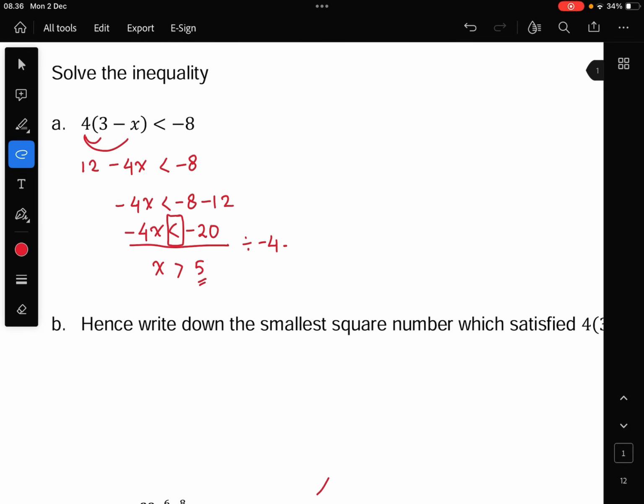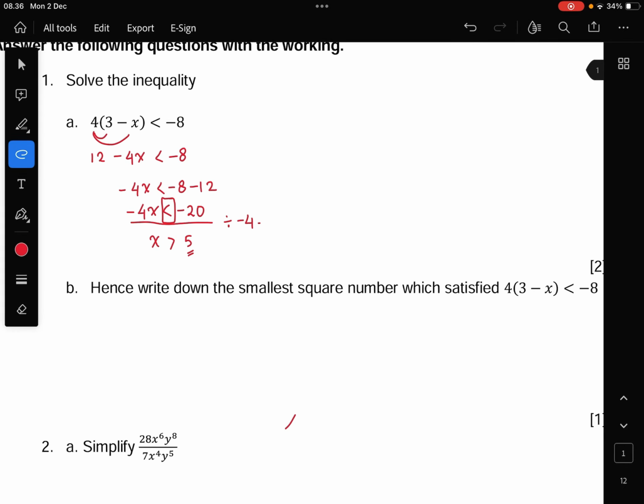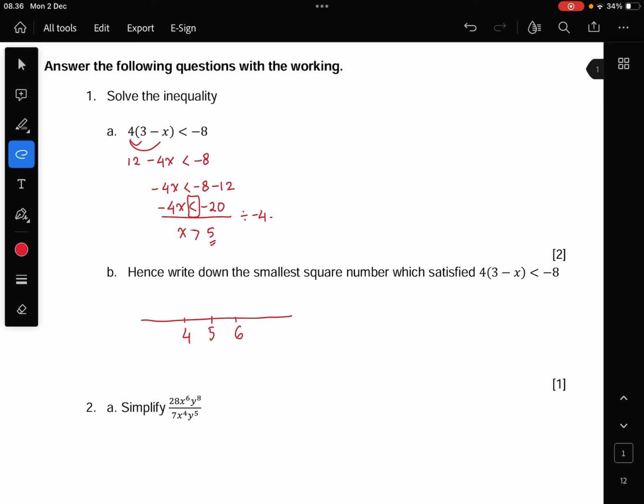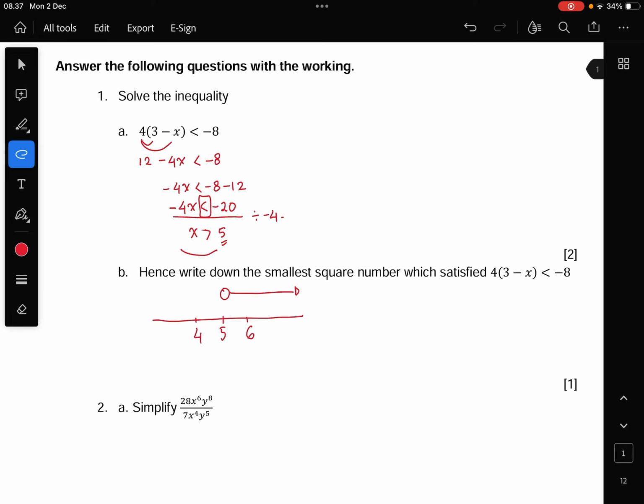Now, move on to 1b. Hence, write down the smallest square number which satisfies the inequality. Okay, so we only need to draw the inequality of the answer. So it is going to be a 5 here, 4, and 6. Because x is greater than 5, you will have an open circle and an arrow to the right side.